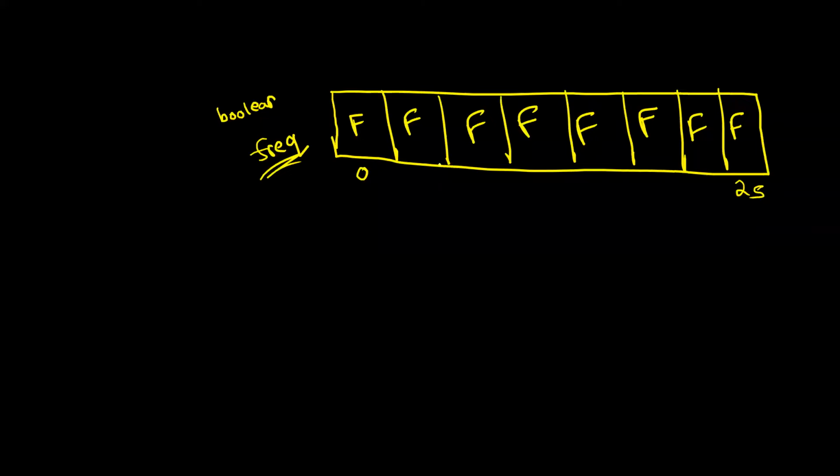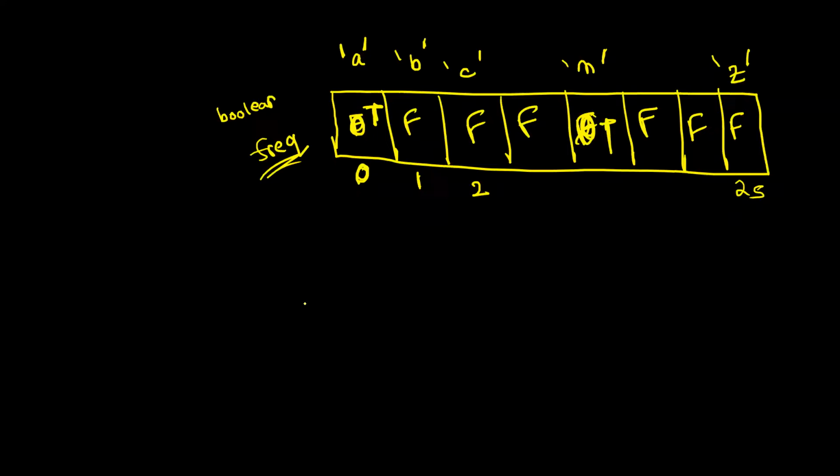So, look, the cell with index 0 will be for character A. The cell with index 1 will be for character B. The cell with index 2 will be for character C. The cell with index 25 will be for character Z. If character A occurs in the string, I will mark this as true. If character M occurs, I will mark the location for M as true. Are you getting what I'm trying to say?